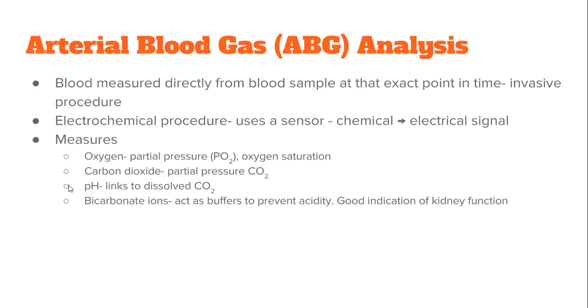What's really good about the ABG analysis is that it can measure oxygen, the partial pressure of oxygen and oxygen saturation. Oxygen saturation is how much oxygen is bound to the hemoglobin molecules in our red blood cells. It also measures the partial pressure of carbon dioxide. It measures the pH of our blood, and that is able to link to the amount of dissolved carbon dioxide in the blood. And then it can also measure the bicarbonate ions, and those bicarbonate ions are important in our blood as they prevent acidity, and their levels in the body are a good indication of how well the kidneys are functioning.